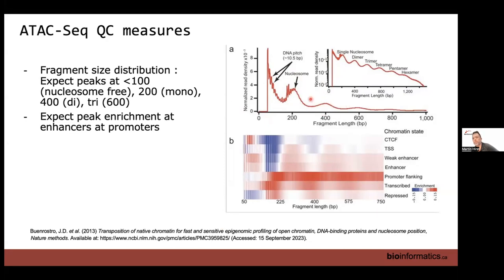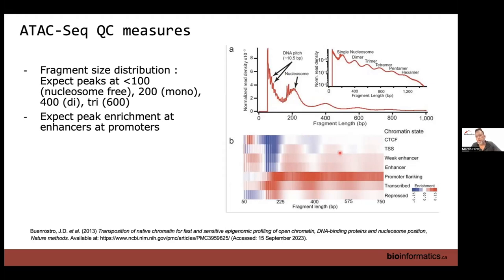And of course, the frequencies are going to drop as we get to the larger fragment sizes, because these are limited by the sequencing platform. And as we get into the single nucleosome regime, around 150, 160 nucleotides, we can actually start to see the DNA pitch. So you'll start to see this stutter in the fragment length distribution that you can compute from the alignments. And this stutter is an indication of a high quality ATAC-seq library.